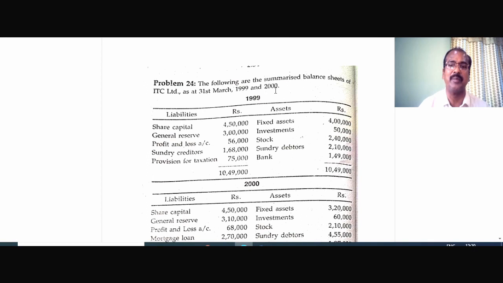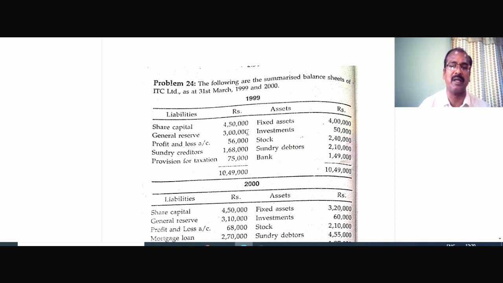Let's get into the problem. The following are the summarized balance sheets of ITC Limited as of 31st March 1999 and 2000. You are given the balance sheets for these 2 years separately. The first balance sheet is related to the previous year 1999.